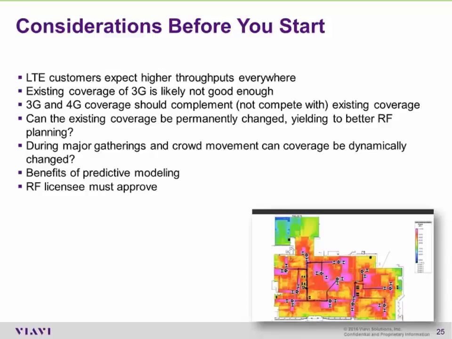Also note that during major gatherings of crowd movement, it's often very beneficial to dynamically change RF coverage. Example of a stadium where you may have macro sites covering the parking lot during the tailgating experience at game time. You often want to turn down those macros so that the DAS system can now take full advantage of the spectrum and serve the people inside the stadium. So bear that in mind. But again, in any system, you have licensees that must approve reuse, or retransmitting their spectrum.